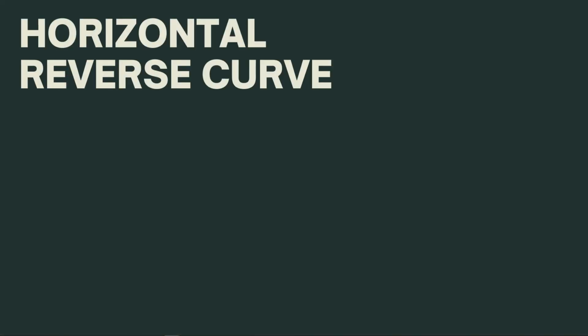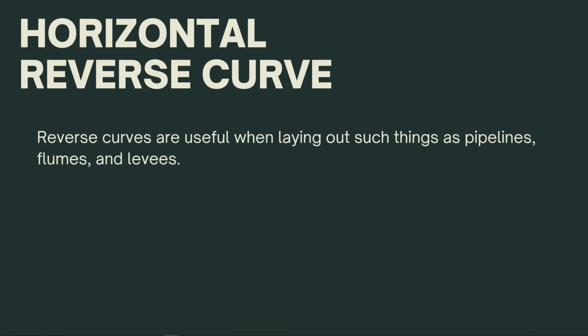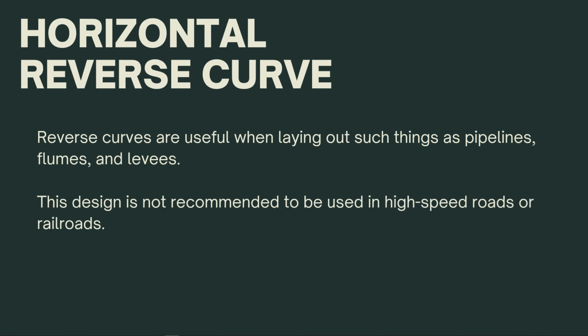Now reverse curves are useful when laying out such things as pipelines, flumes, and levees. The surveyor may also use them on low-speed roads and railroads. This design is not recommended for high-speed roads or railroads, as this would bring discomfort to motorists because of the instant change in direction at the point of reverse curvature, which also brings some safety problems.